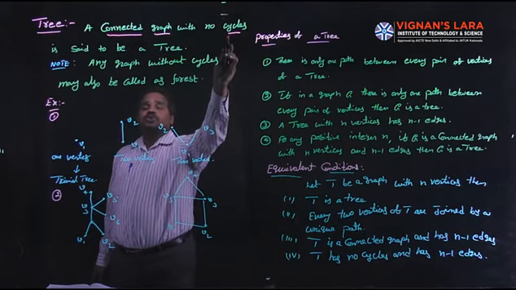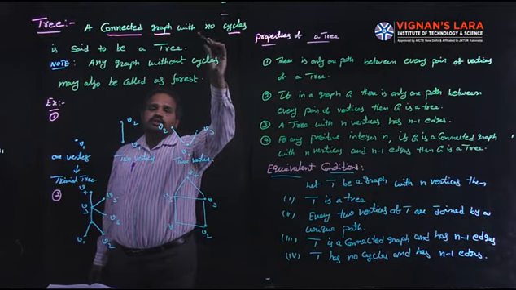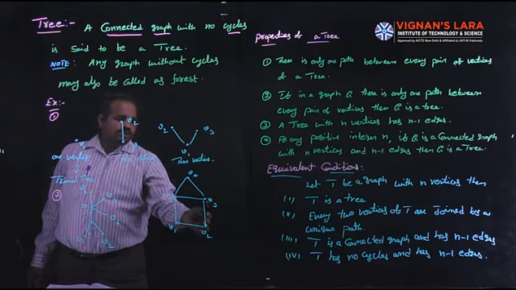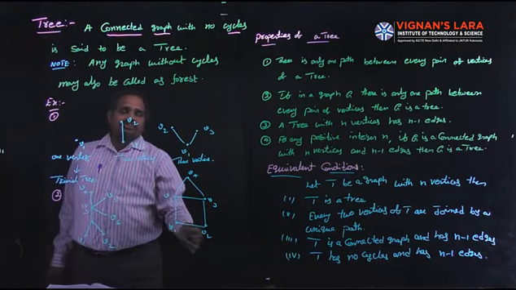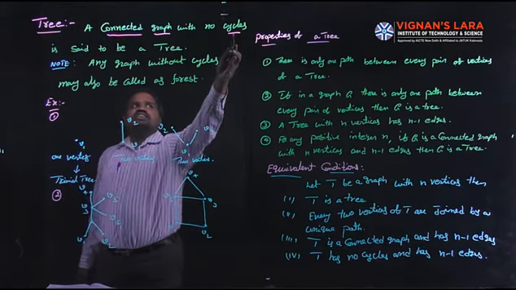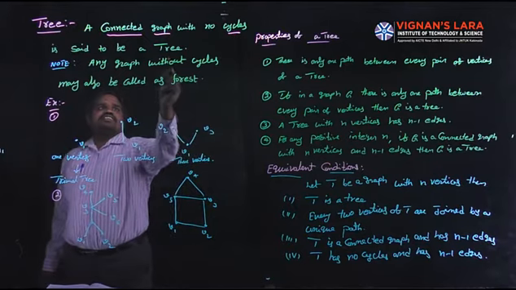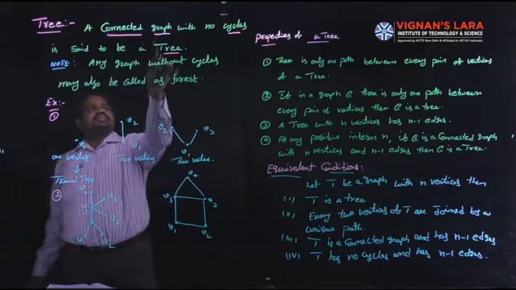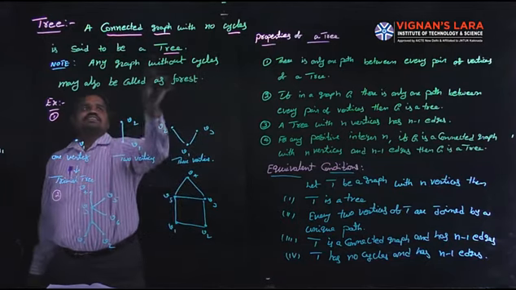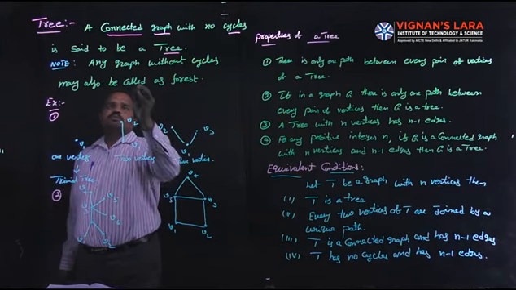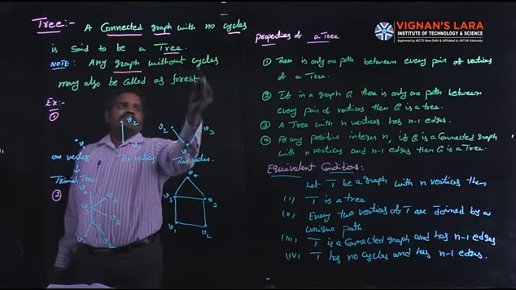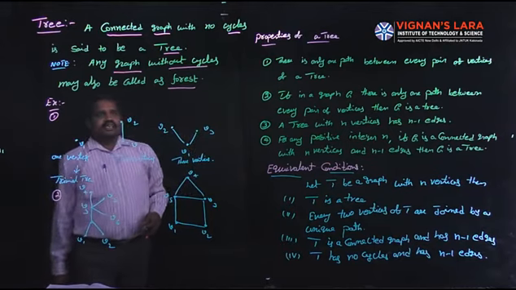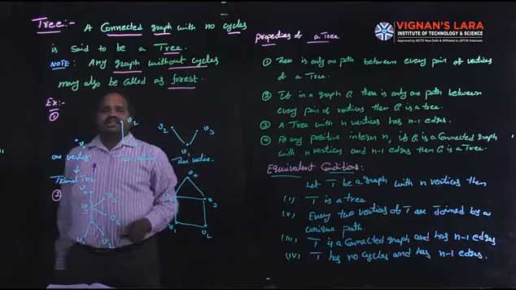A connected graph with no cycles. No cycle means v1 to e1 to v2, like this. See this: v1 to v2, v2 to v3, v3 to v5, there is a cycle. Such types of cycles do not exist in that graph, then that graph is said to be a tree. So what is a tree? A tree is a connected graph with no cycles. And one more point: any graph without cycles is also called a forest.